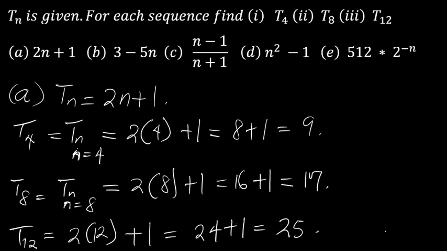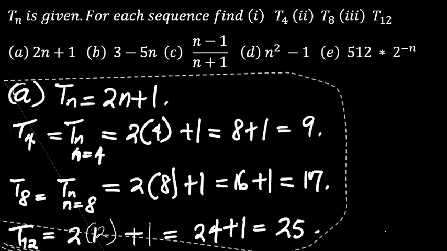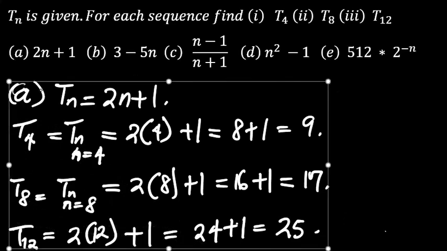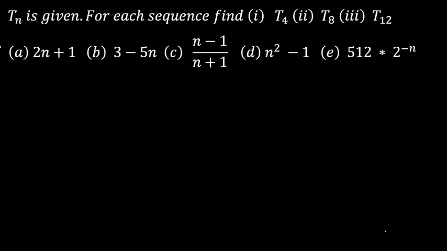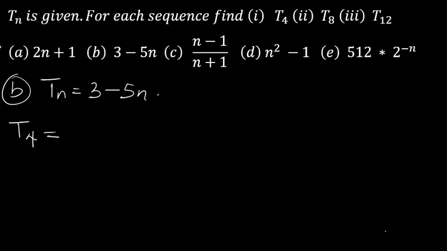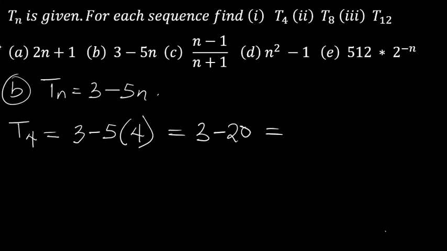So now let's look at the B part of the question. For B, the nth term is equal to 3 minus 5n. So now we are asked to find the fourth term. The fourth term is the nth term when n is equal to 4. So you have 3 minus 5 times 4, which is 3 minus 20, which is minus 17.